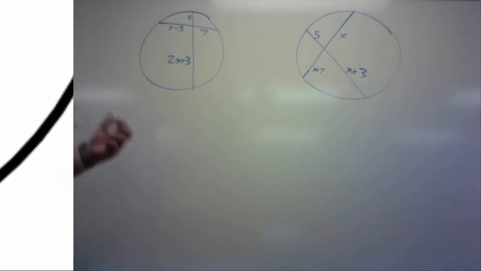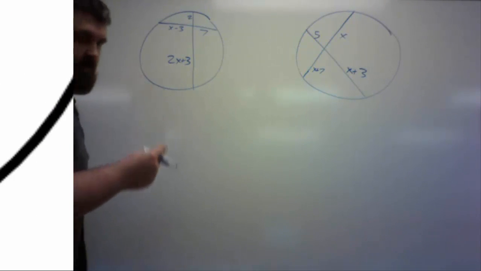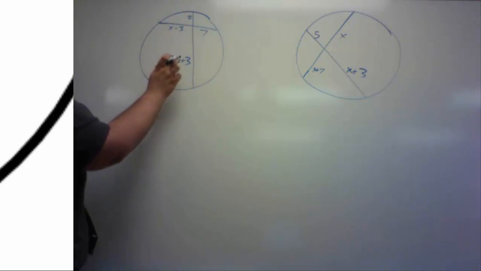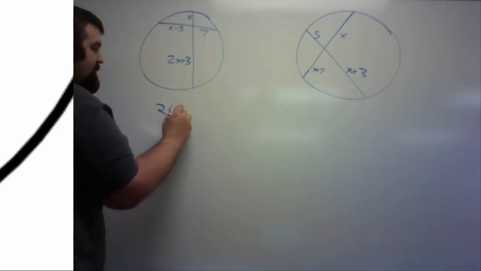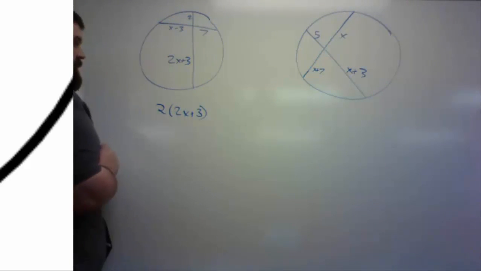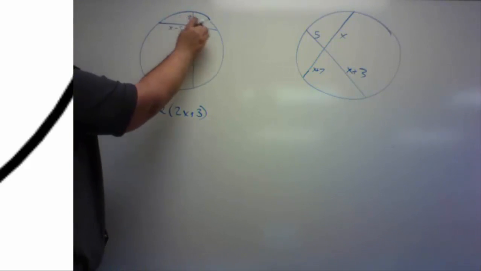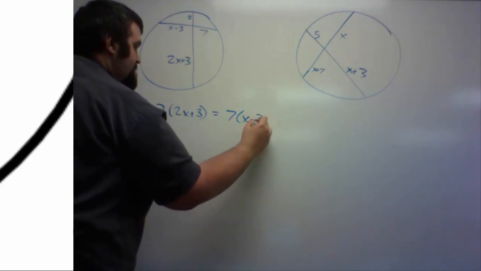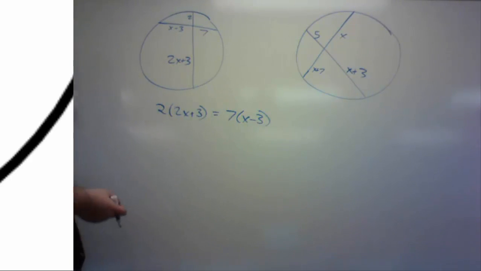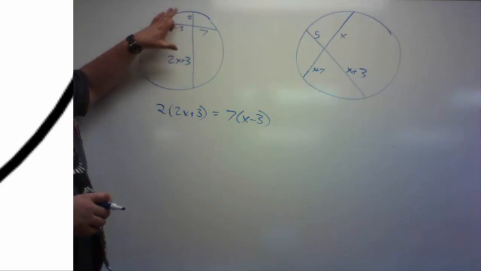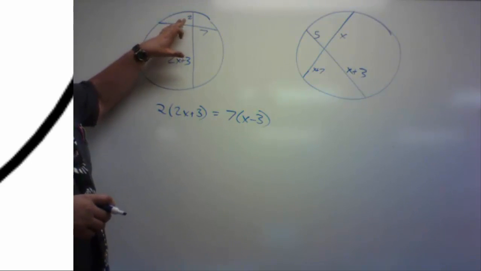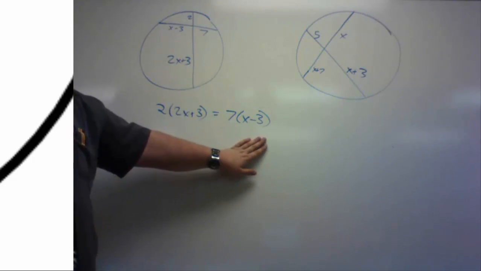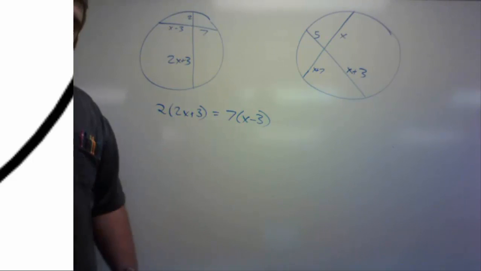Alright, these two chords are intersecting each other. If I want to find their lengths, I can take this part of the chord and multiply by that part: 2 times 2x plus 3. And then I take 7 and x minus 3 and multiply them together: 7 times x minus 3. And those two should be equal. I use the same chord for one side of my equation. Same chord, same side of the equation, and I'm multiplying the two parts together.